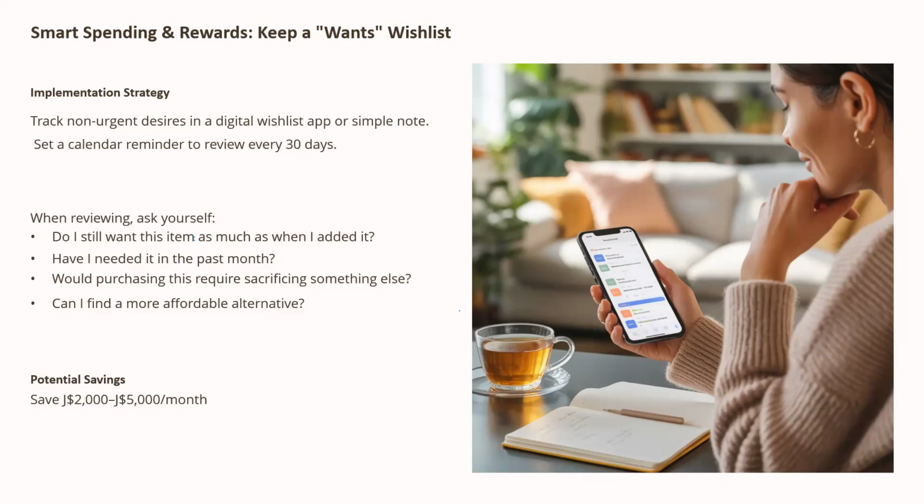In keeping the wish list, you're going to save a lot. Potential savings can be up to, if I'm buying impulsively, sometimes just 100 US dollars. So you could save up to 17, $18,000 just by doing this.